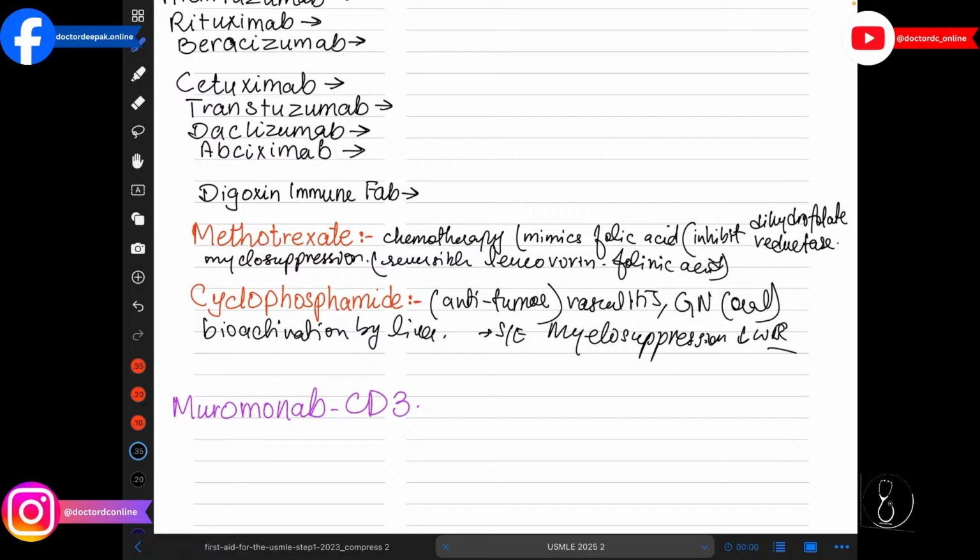The mesna is sodium 2-mercaptoethane sulfonate. The mesna binds and inactivates the acrolein in the urine. And the second most common side effect is hemorrhagic cystitis.